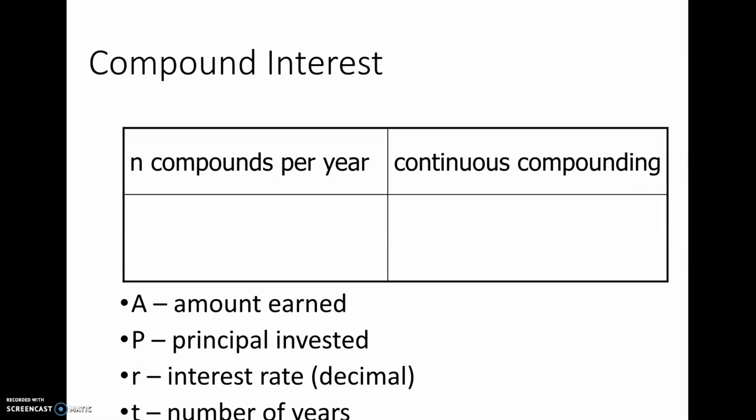Okay, compound interest. There are 2 types of compound interest formulas. One is when something is compounded a certain number of times per year, like you might hear compounded monthly or compounded quarterly. Whatever that descriptor word is, that tells you what n is going to be. And here's the formula. A is the amount that you've earned. P is what you started with, the principal that you invested originally. 1 plus r is your interest rate as a decimal.